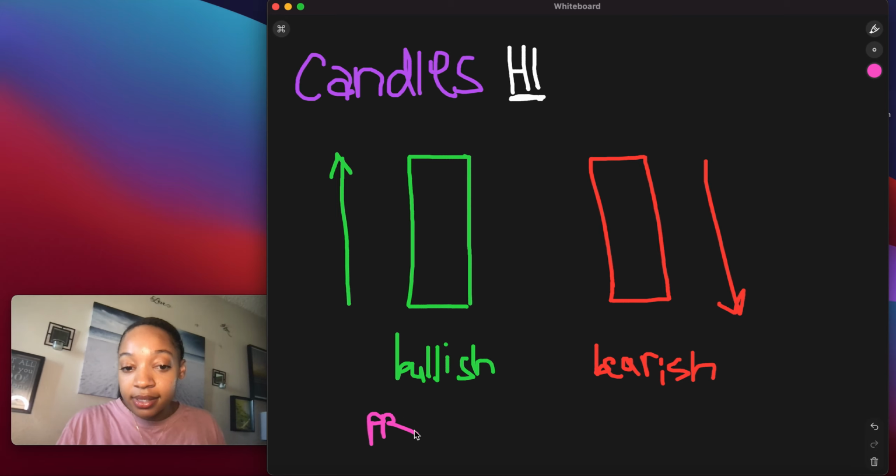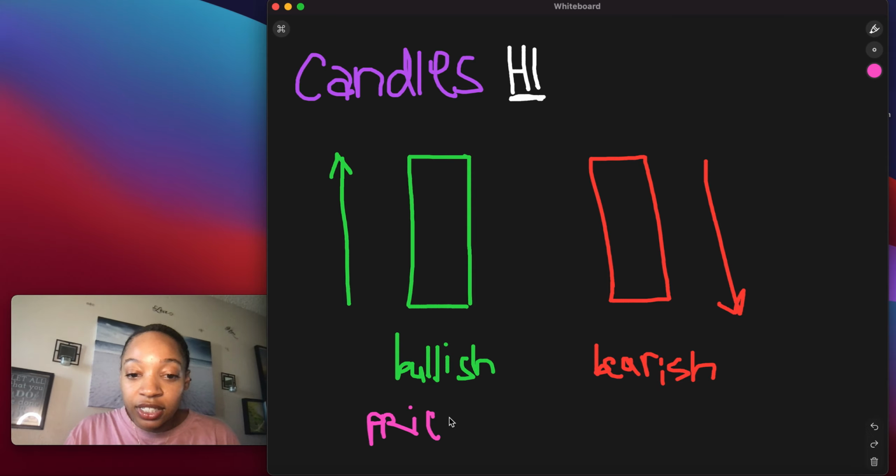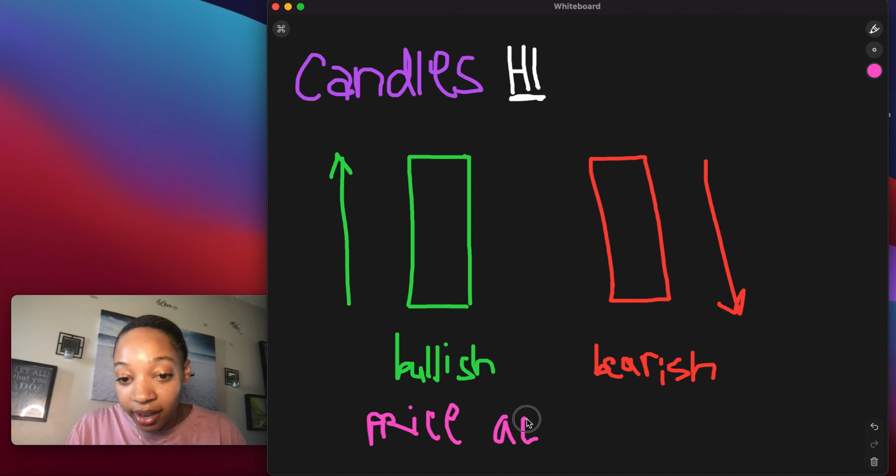Yes, price action. Oh my gosh, that E is so ugly. Jeez. All right, price action. I'm about to start abbreviating. Price action.